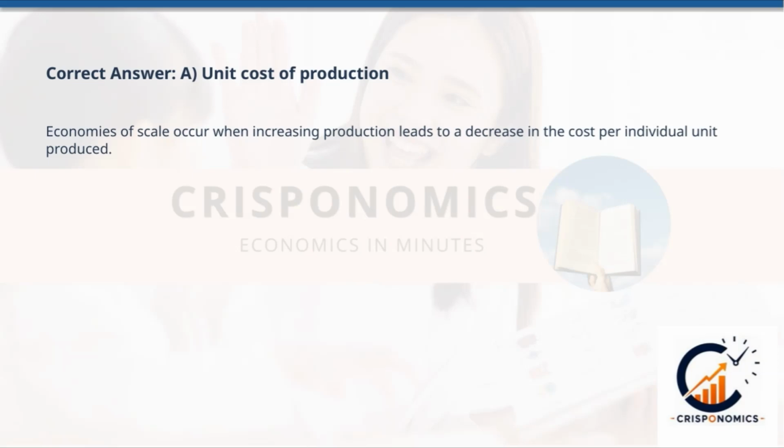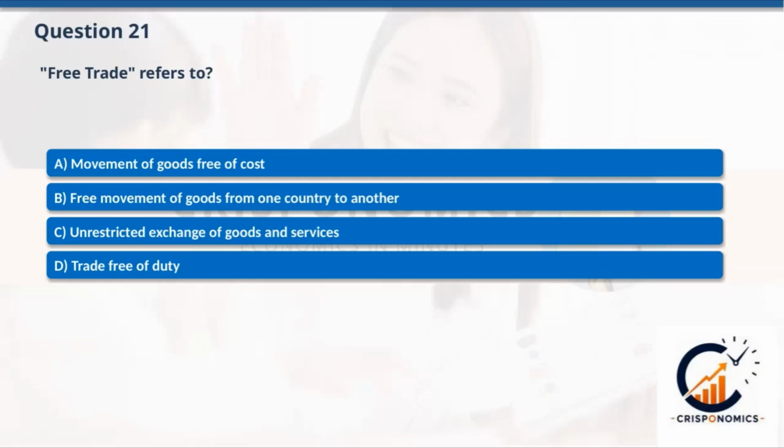When we talk about free trade, what exactly do we mean? Is it just moving goods without any cost? Or is it about goods crossing borders without restrictions? Maybe it's about trading without duties or tariffs. Free trade really means the unrestricted exchange of goods and services between countries, removing barriers so markets can connect more freely. This idea is at the heart of many international agreements and shapes how economies grow together.